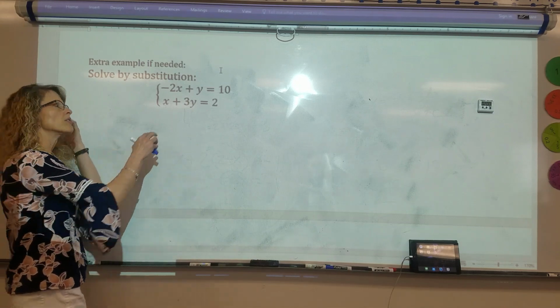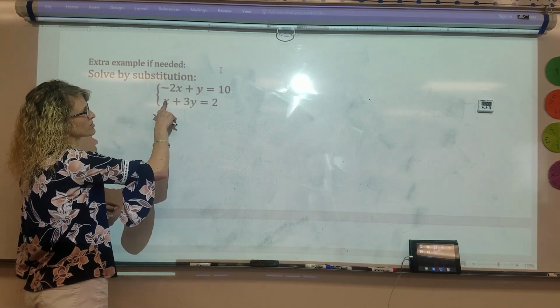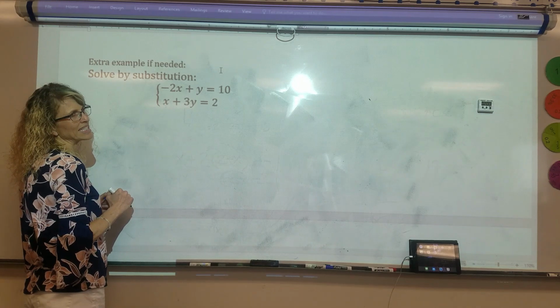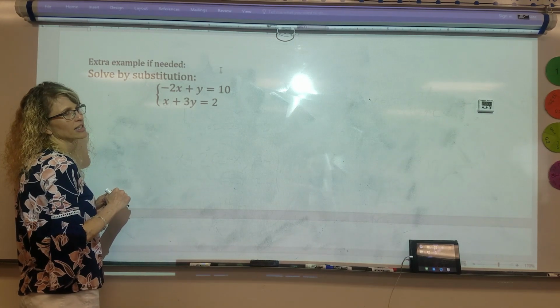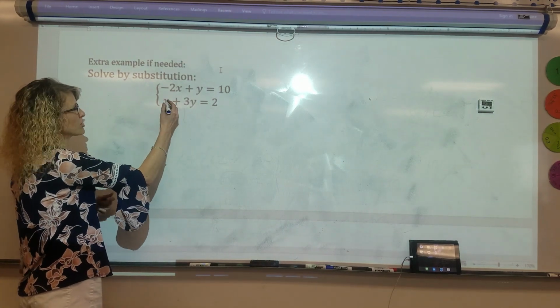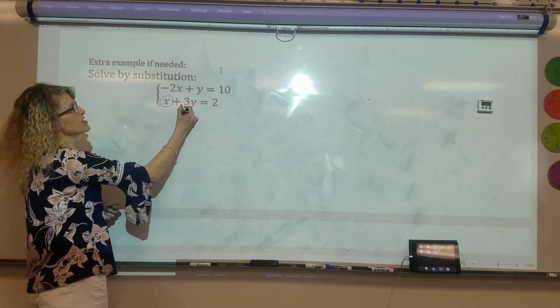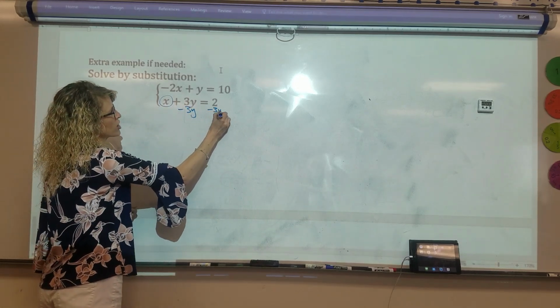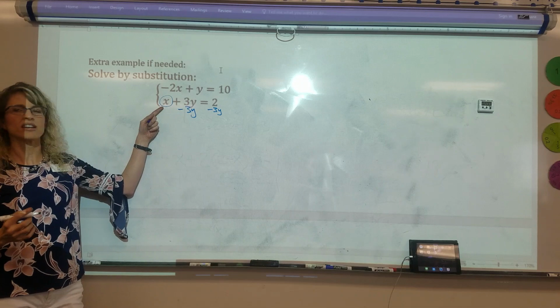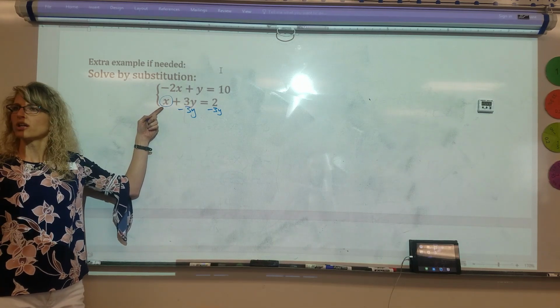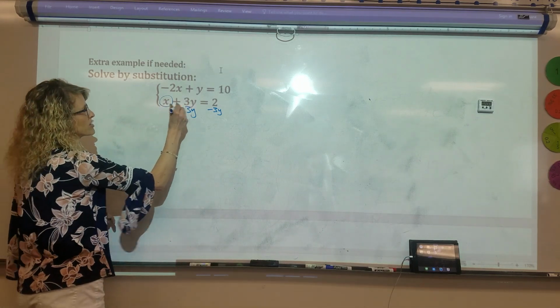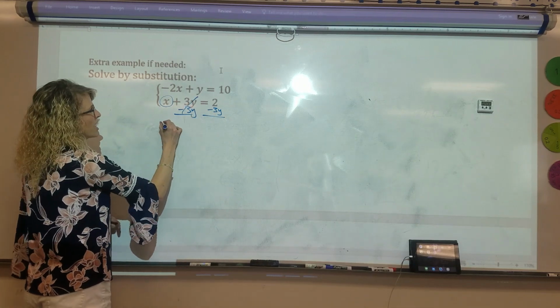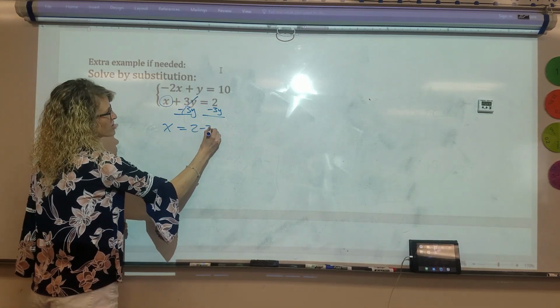Bethany, what variable did you solve for? This one or this one? You did this one? Okay, I think that's a great choice. So if we isolate x, we're gonna subtract 3y. Let me just take a quick vote. How many of you isolated this x? 1, 2, 3. Okay, most of you. That's a good choice then. So they cancel. We're left with x equals 2 minus 3y.